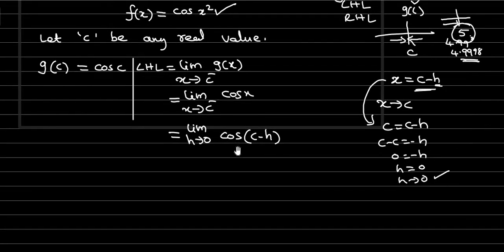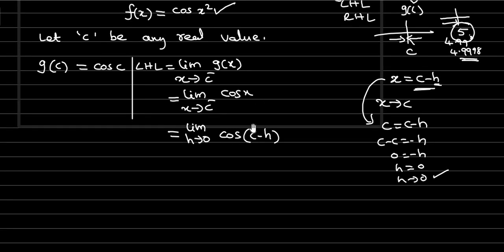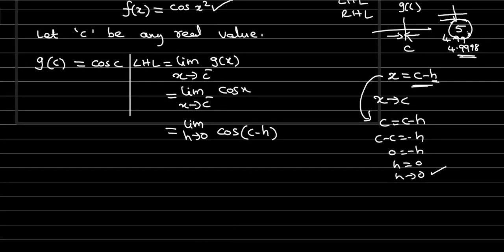Now, in trigonometry, we have an expansion for cos of x minus y. So using that, we are going to expand cos of c minus h, as h approaches 0. Cos of x minus y formula: cos a cos b, that means cos c cos h plus sin c sin h. Now let's apply the limit.